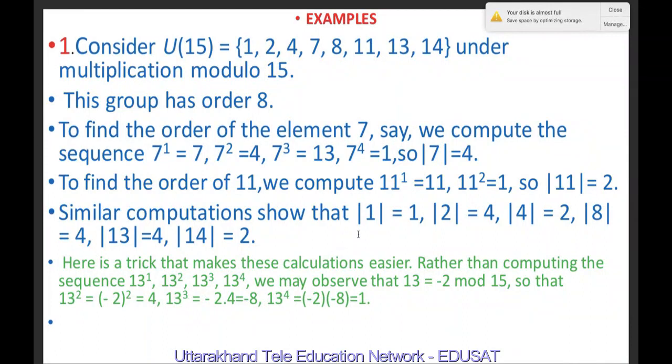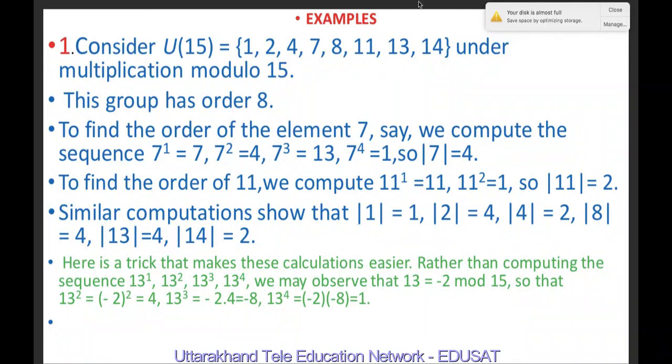Similarly, we can obtain order of 1 is 1, order of 2 is 4, order of 4 is 2, order of 8 is 4, order of 13 is 4, order of 14 is 2. This you can calculate following the similar procedure, applying the multiplication modulo 15 as the operation of a group.